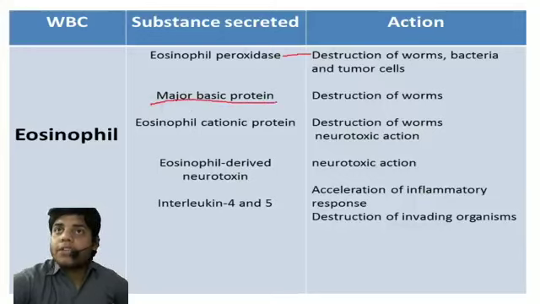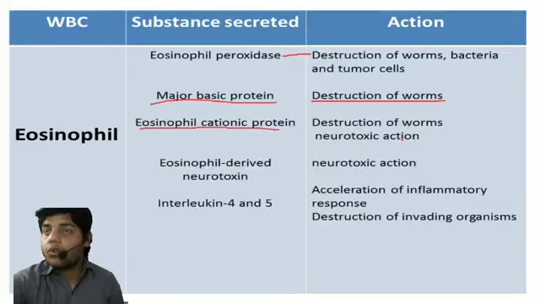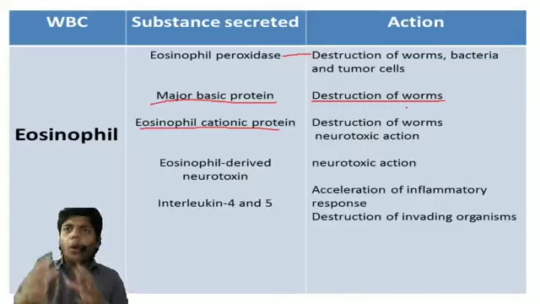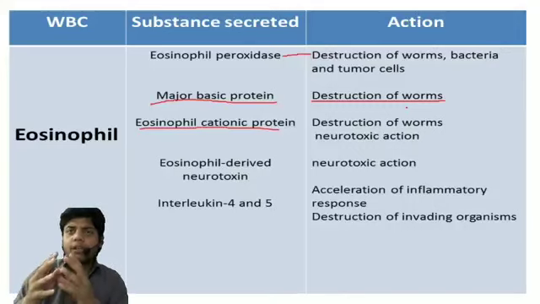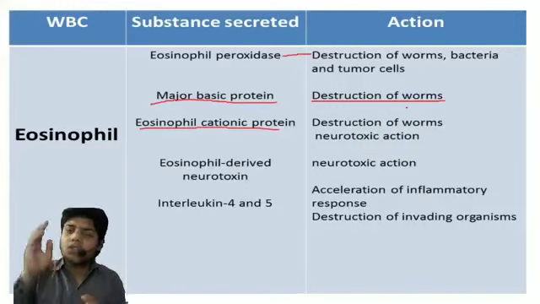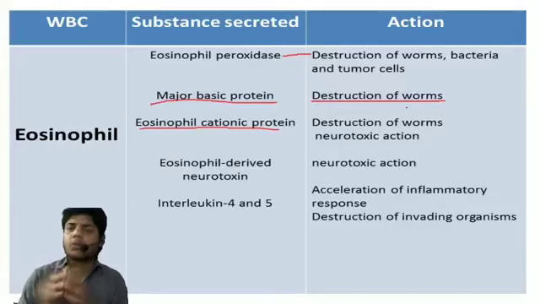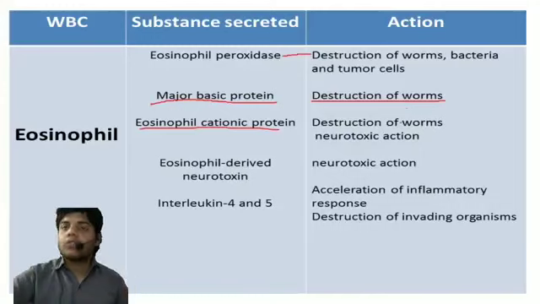Moreover, they also secrete major basic proteins, and they are responsible for the destruction of worms. They also secrete eosinophil cationic proteins, which are used in the destruction of worms, with neurotoxic action. If we see those chemicals which are secreted from the eosinophil, the main function of the eosinophil here is to destroy the worms. Usually they are especially responsible for destroying the worms, and if they produce any kind of chemical, such chemicals are usually responsible for killing these kinds of worms.